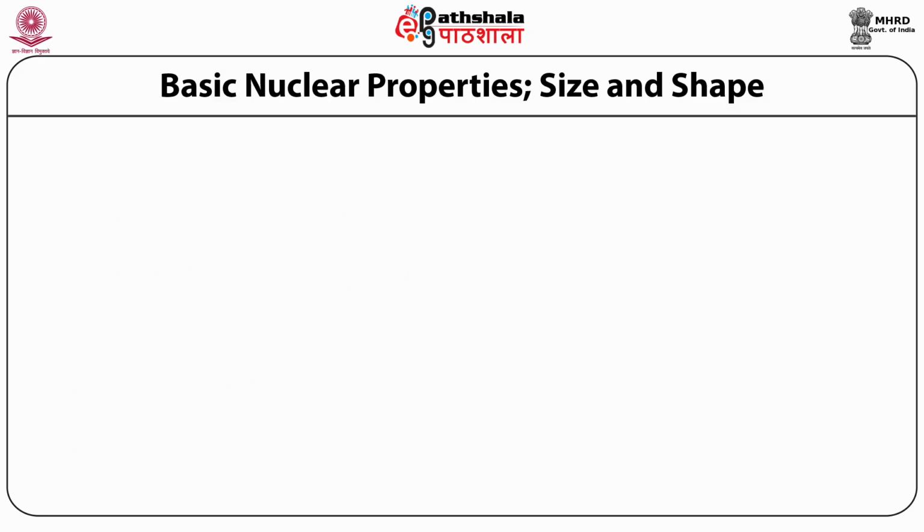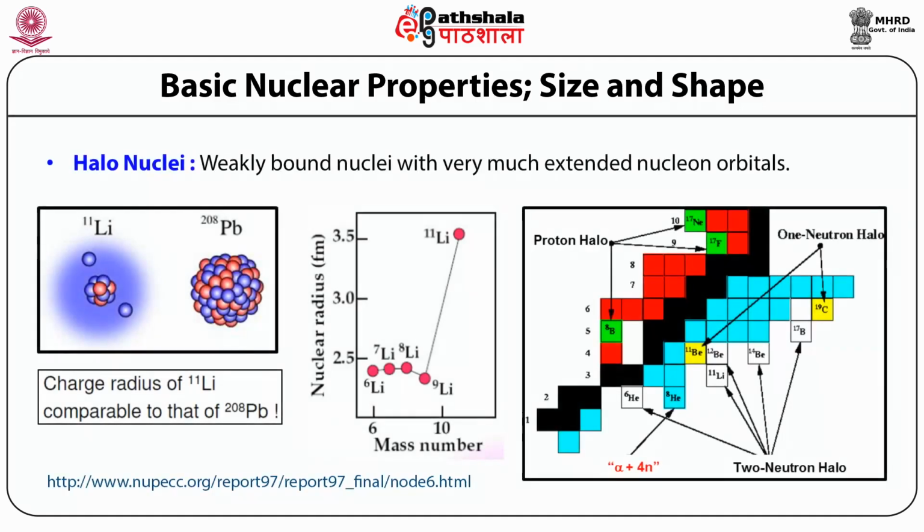Basic nuclear properties, size and shape. Now, when we talk about the size and shape of the nucleus, we come across a special type of nuclei which are called halo nuclei. Now, what are halo nuclei? They are weakly bound nuclei with very much extended nucleon orbits. This means these are special kinds of nuclei in which the radius, or the charge distribution, is extended in an unusual way to very high values.